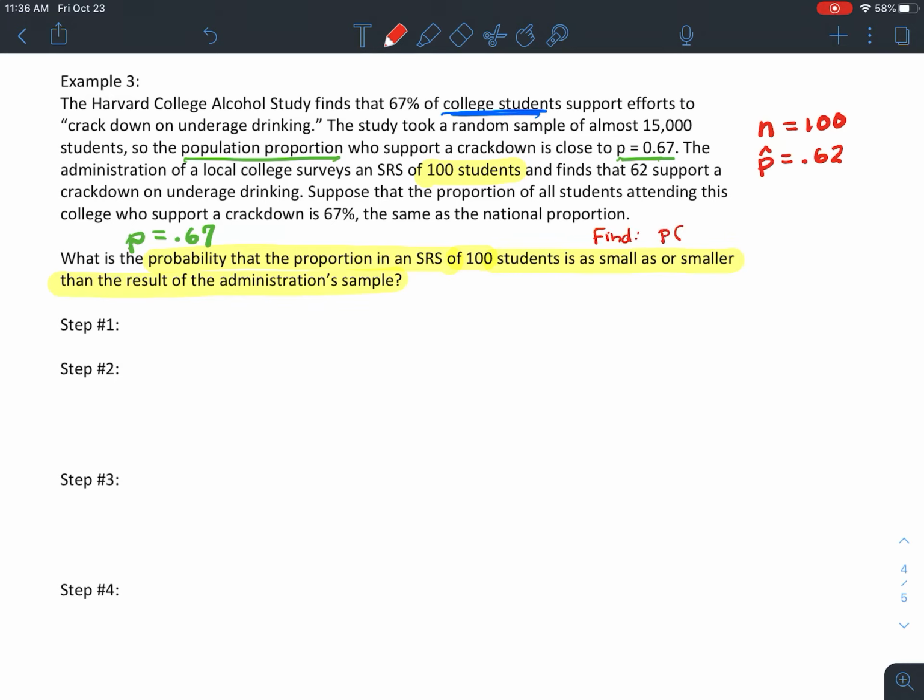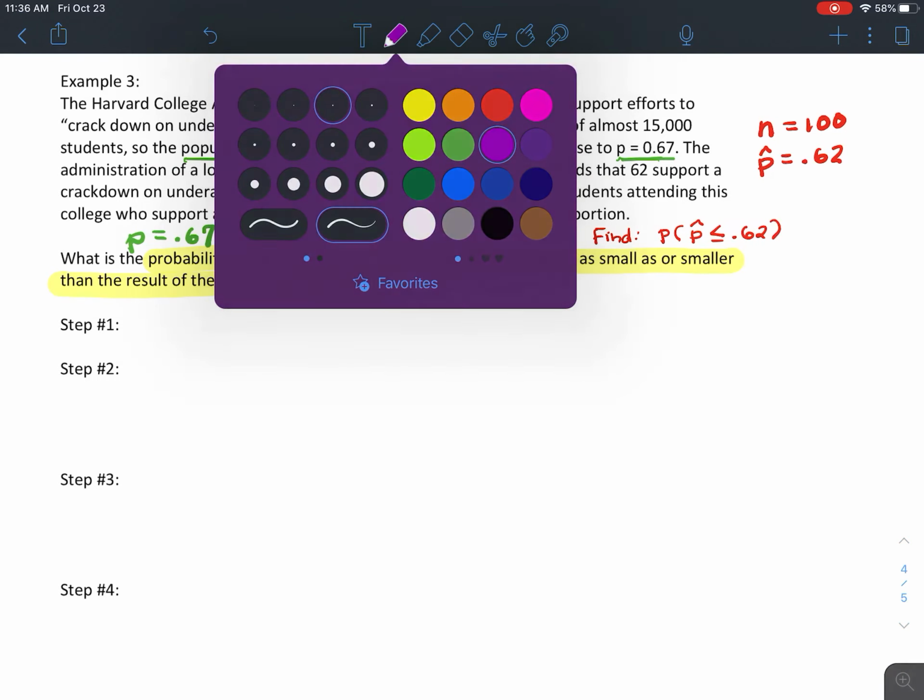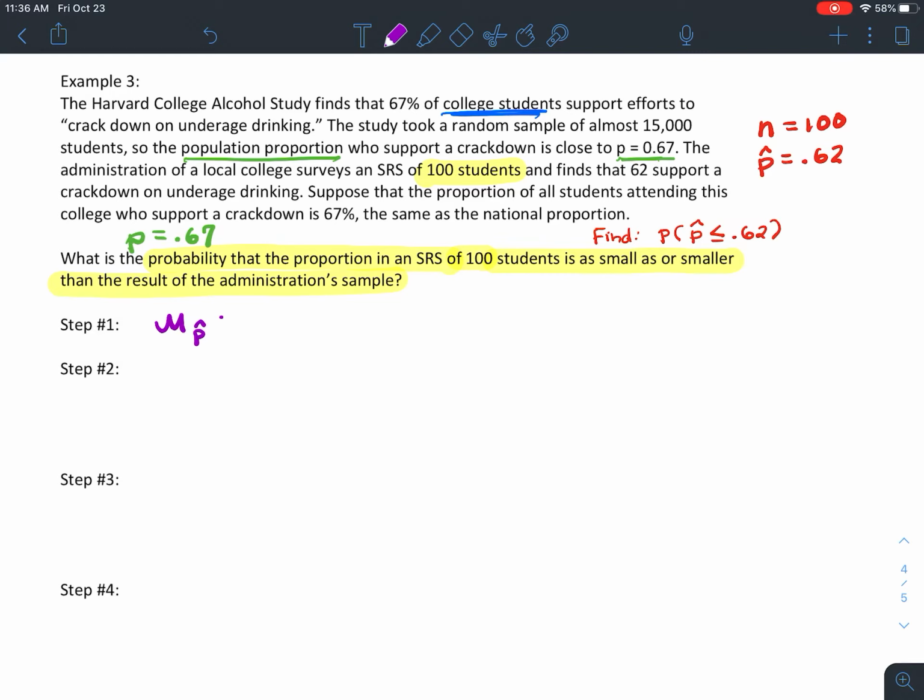So what we're really trying to find is the probability that a p-hat would be equal to or less than what the administration got when they ran their sample. Remember, their sample was 62%. We want to know, if we were to do this again, what were the odds of the sample proportion being that same number or smaller? That's what we're after. Before we can answer the probability question, we need to follow through these steps to create what the center of the sampling distribution would be, and that should fall directly in line with the population proportion.